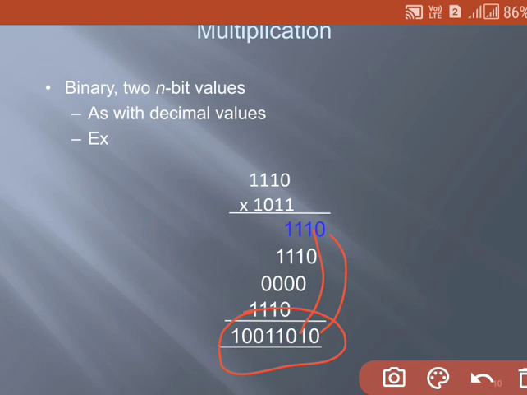Whatever procedure you adopt for the multiplication of two decimal numbers, the same procedure you need to adopt here. In the multiplication of two decimal numbers, you will have digits from 0 to 9, whereas in the case of multiplication of two binary numbers, you will have only two bits, that is 0 and 1. That is the only difference. The rest of the procedure will be the same.